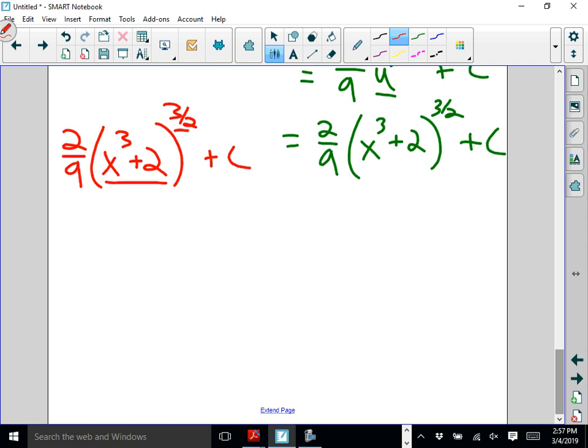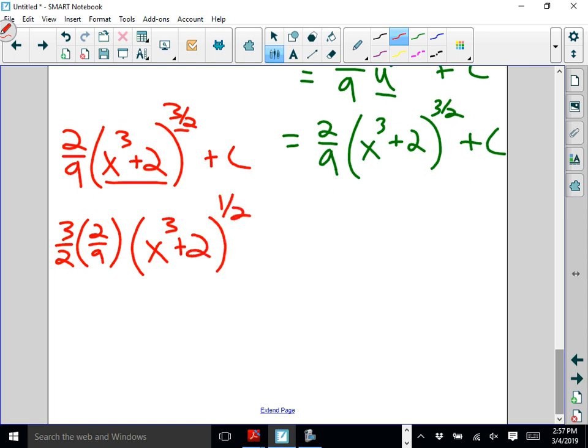So a chain rule, I do the derivative of the outside. So I'm going to take 3/2 and I'm going to multiply by 2/9. I'm going to keep the inside the same and reduce my power by 1. And then I'm going to multiply by the derivative of the inside. Now this doesn't look like our answer right now, but take a look. When we simplify this down, this 2 and this 2 will cancel. This 9 becomes a 3, this becomes a 1. And I've got 1/3 times (x cubed plus 2) to the 1/2 times 3x squared.